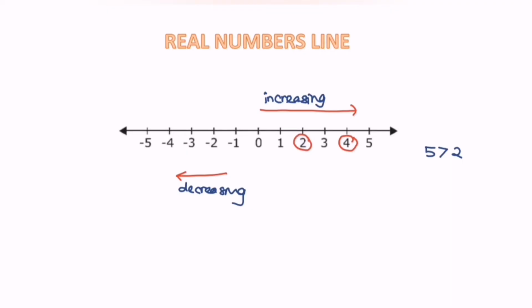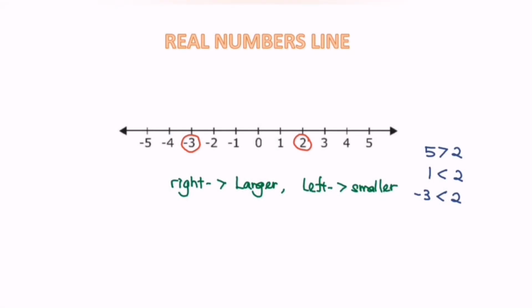If we choose another number to the left of the 2, let's say 1, we can say 1 is less than 2. Suppose we have negative 3. Negative 3 is also less than 2. Here is a very basic thing to remember: right means larger, left means smaller.